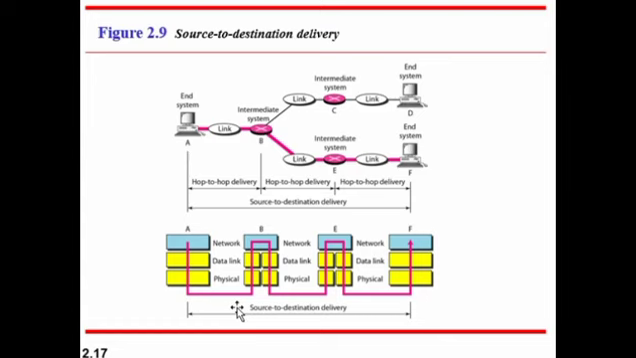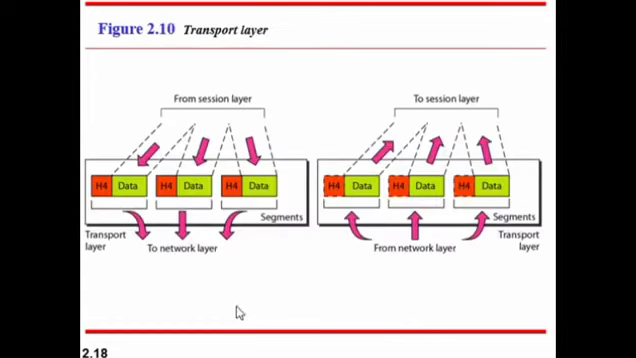Next is the transport layer. As we know, the movement is in the form of segments in the transport layer. It is receiving some information from the session layer and then it makes segments of the data and then moves it back through the session layer, right? You can see here this is the transport layer, network layer and session layer. So the movement is in the form of segments.